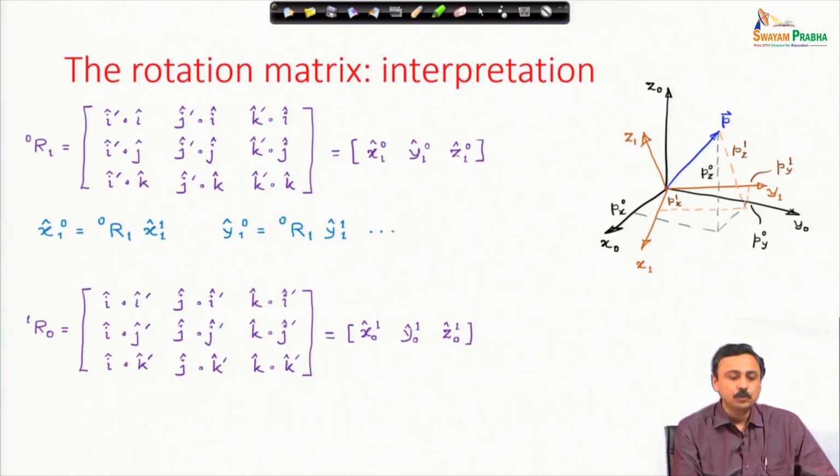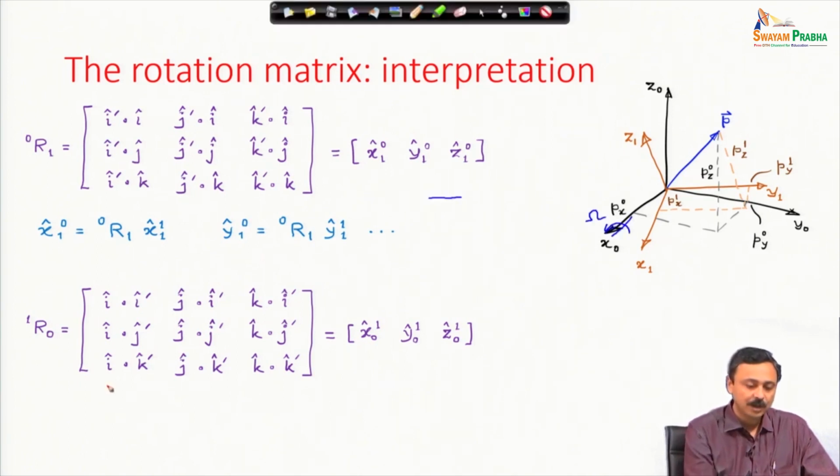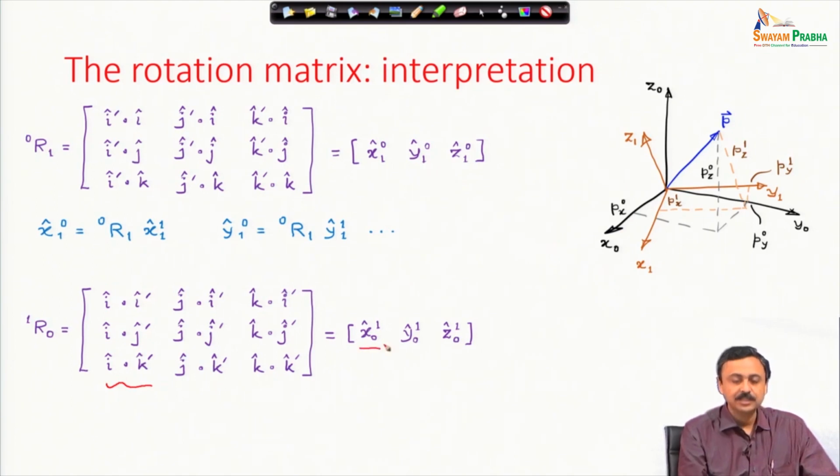And R from 0 to 1 is nothing but the transpose of this matrix, and the columns of this R 0 to 1 are the representations of x0, y0, z0 in x1, y1, z1. Therefore, the first column of R 0 to 1 is x0 represented in frame 1, the second column is y0 represented in frame 1, and the third column is z0 represented in frame 1.